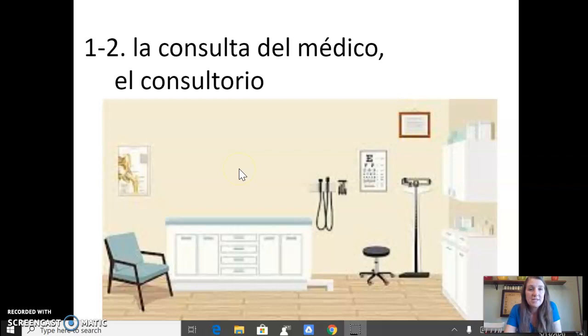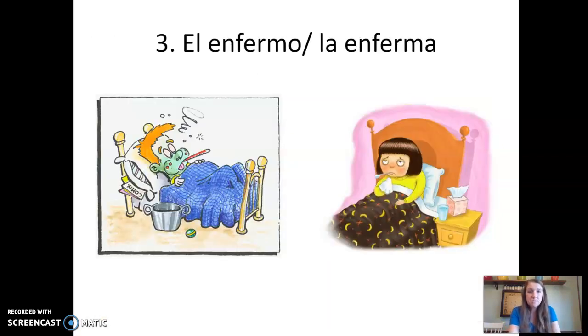La consulta del médico or el consultorio both mean a doctor's office, okay? Medical office, doctor's office. El enfermo, la enferma. This is a sick person. You might remember the first vocab list had the same word, but it didn't have the el and la. It just said enfermo, enferma, which meant sick, like the condition if somebody is sick. This would be a sick person. So el enfermo would be a boy who's sick because it's masculine. La enferma would be a girl who's sick.